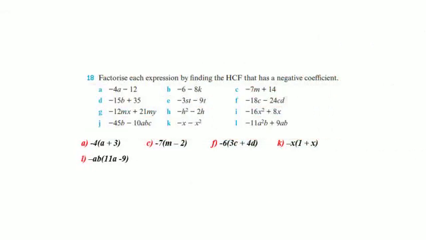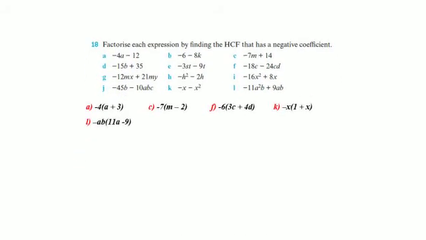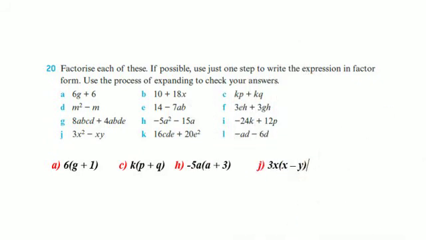Question 18, you can see that part A is negative 4 bracket 8 plus 3. Part C, negative 7 bracket n minus 2. Part J, negative 6 bracket 3c plus 4d. In part K, negative x bracket 1 plus x. And L, negative ab bracket 11a minus 9. Remembering that when we multiply powers, we keep the base and add the powers.